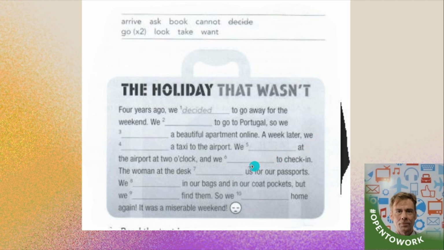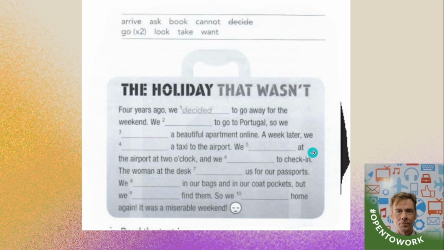A week later, we a taxi to the airport. Again, with these type of exercises, you need to think collocations. What collocates with a taxi? That verb would be take. And we already know take is an irregular verb. The past tense is took. We took a taxi to the airport.